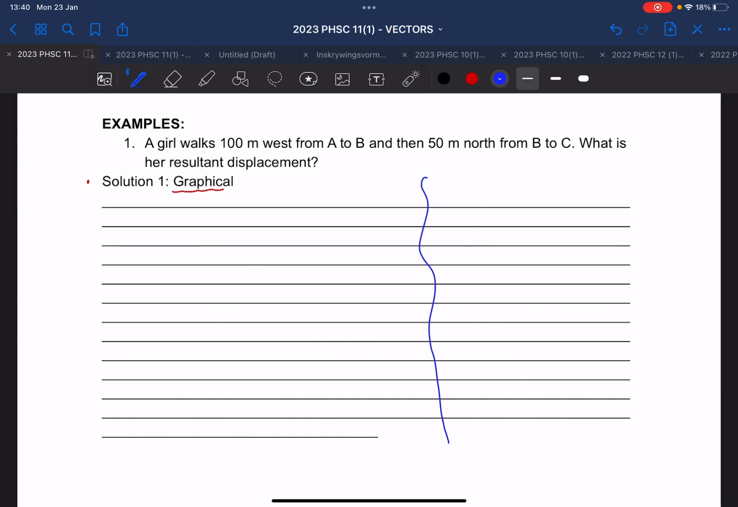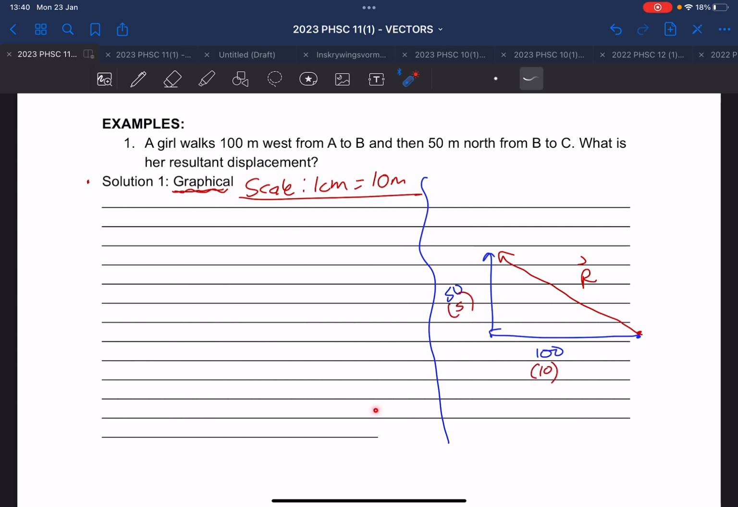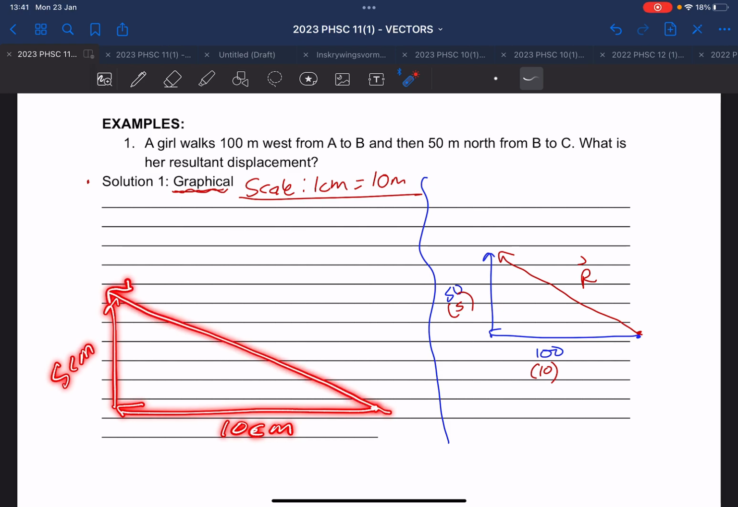So it says there a girl walks 100 meters west from A to B, and then 50 meters north from B to C. What is her resultant displacement? So she walks west 100 meters and then 50 meters north. So her resultant displacement will be from the start to the finish. When you have to do this graphically, you'll use a scale, and your scale will be something like 1 centimeter is 10 meters. So then this will be 10 centimeters, and this will be 5 centimeters. So you'll start here, and you'll draw a line that is 10 centimeters long, and then you'll draw a line that is 5 centimeters, and then you'll measure your resultant displacement.